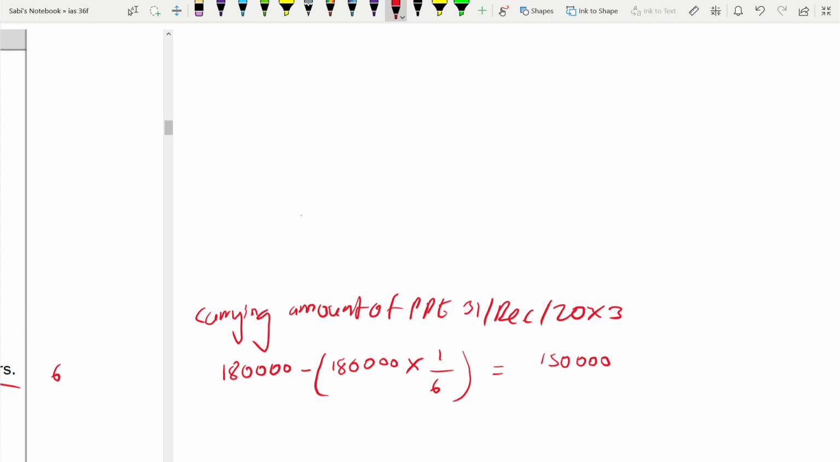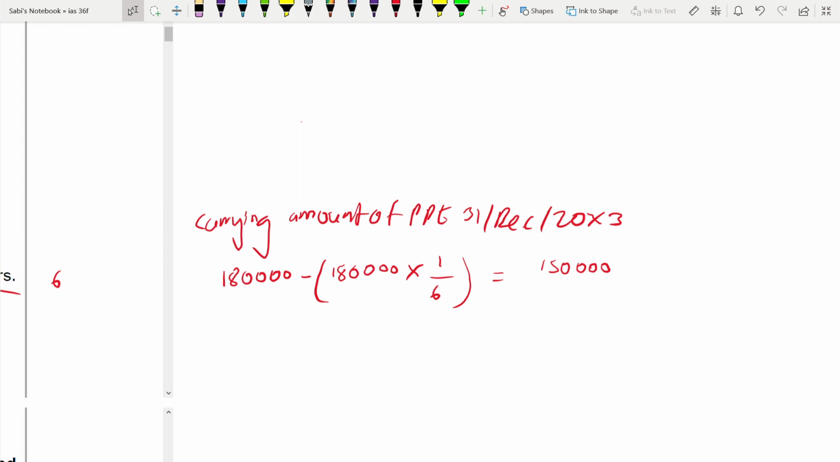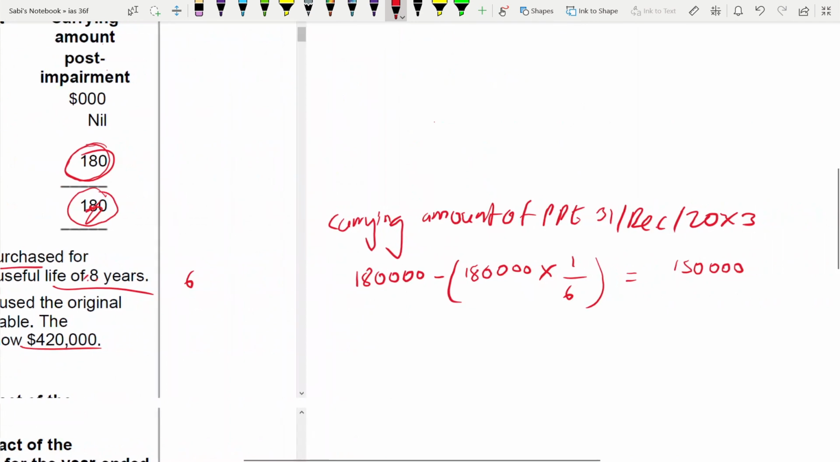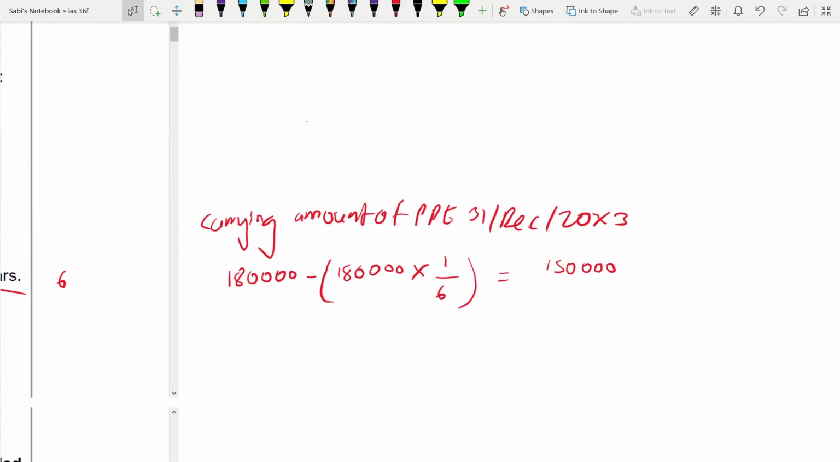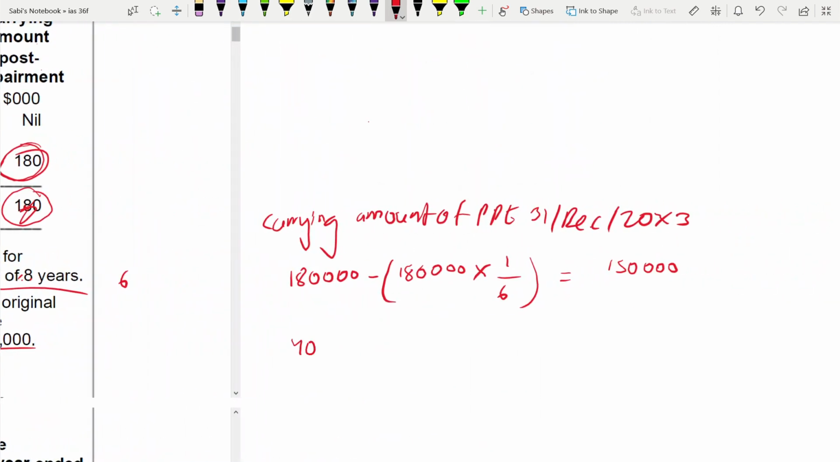Now, this is if impairment had taken place. This is the carrying amount given to you; you just depreciate and find the carrying amount. Now we have to find out if there was no impairment, what would have been the carrying amount of PPE on 31st December 2003. So you have to go to the original. Originally you bought it for 400,000, correct? Now you have to depreciate it.